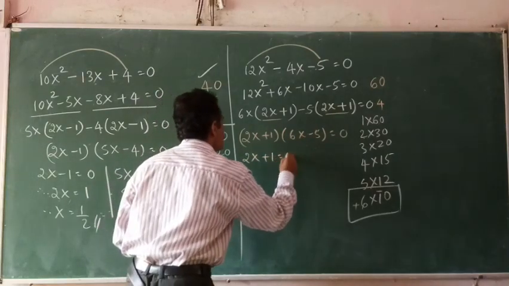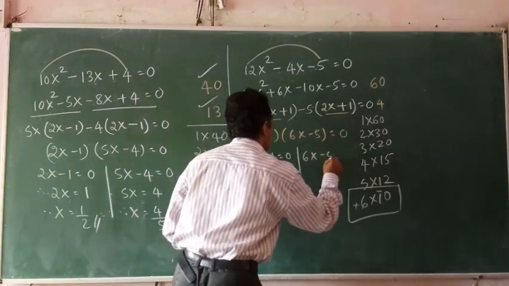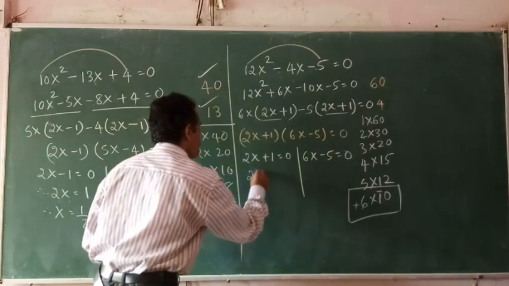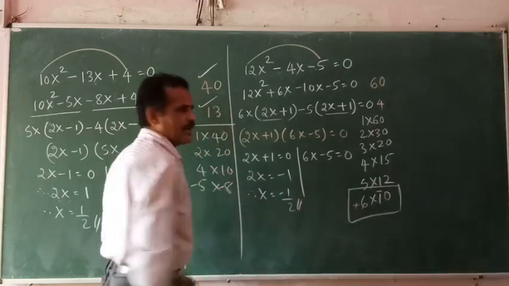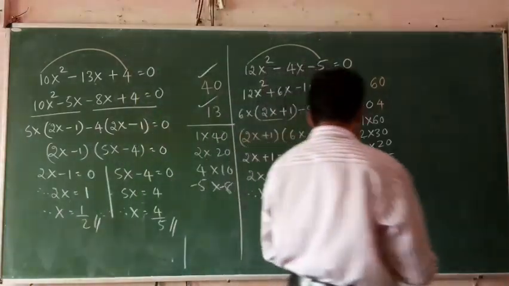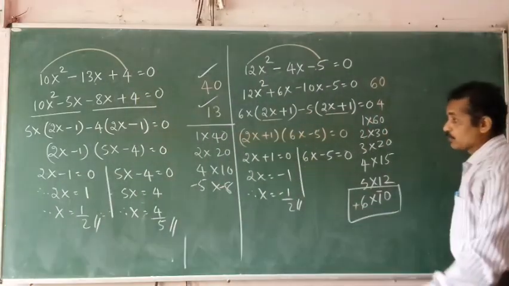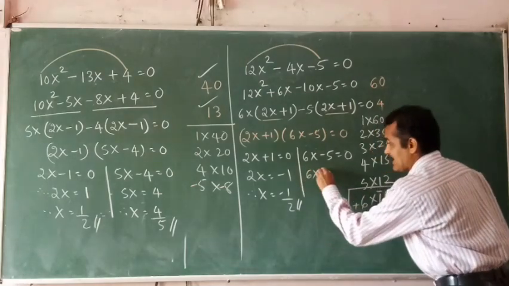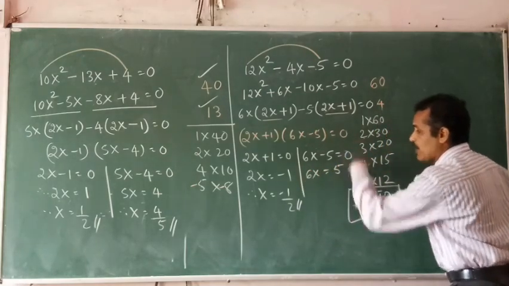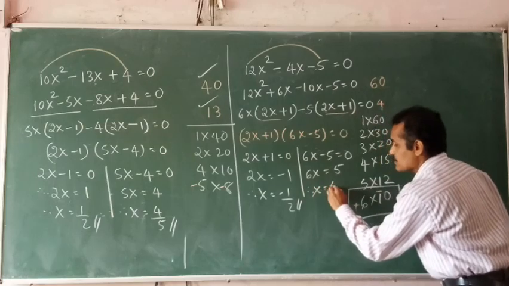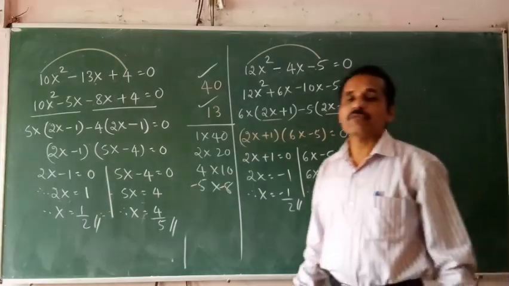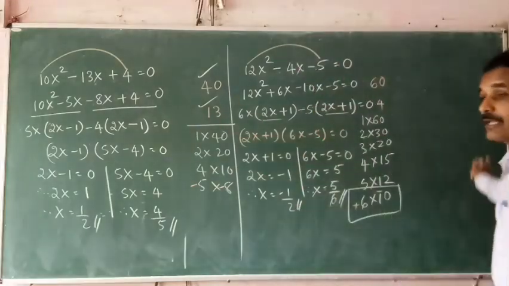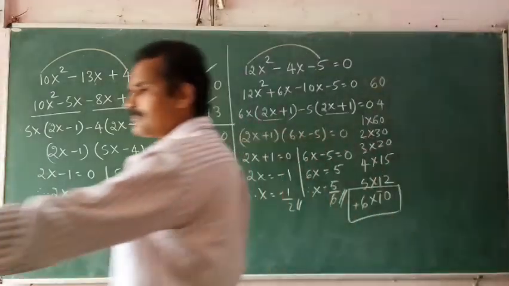2x plus 1 is equal to 0. 6x minus 5 is equal to 0. 2x is equal to minus 1. x is equal to minus 1 by 2 is one of the roots of the equation. 6x is equal to plus 5. Transfer to RHS. Therefore, x is equal to 5 by 6 is the second root of the equation. This is how the problem can be solved.